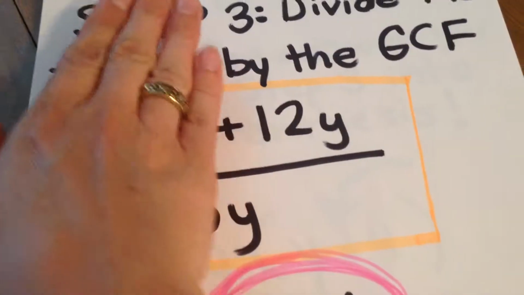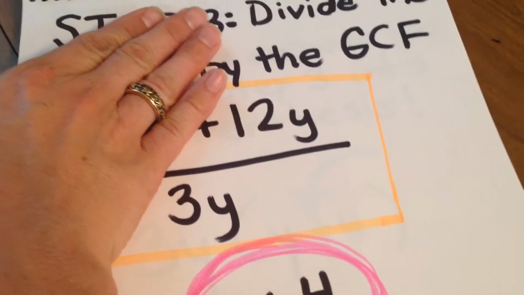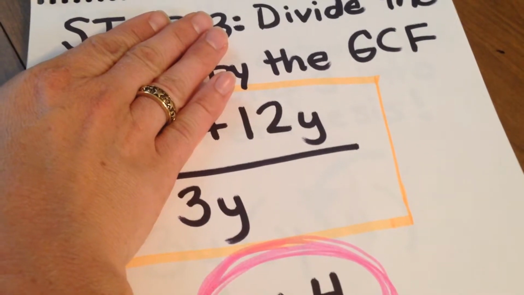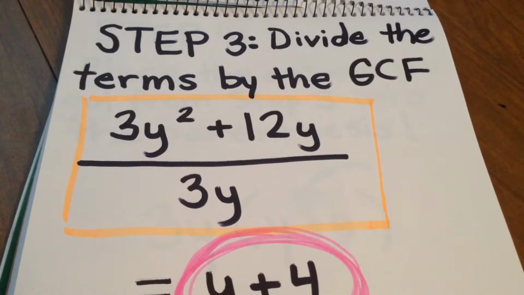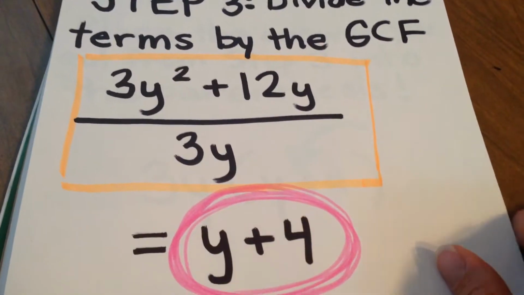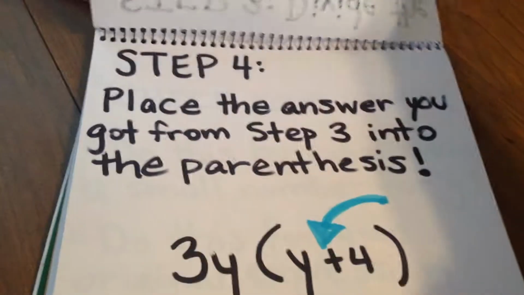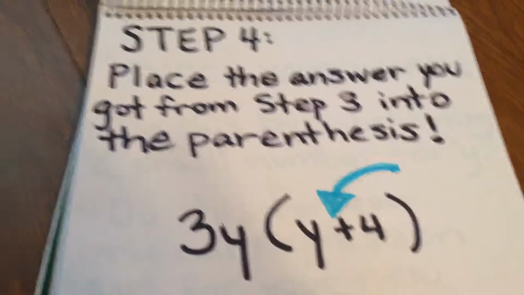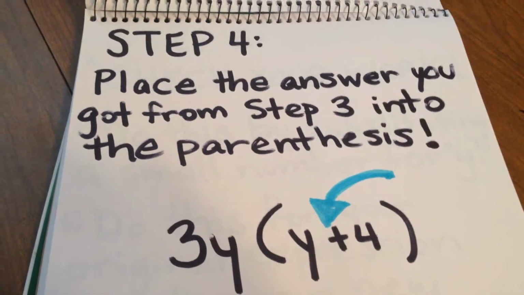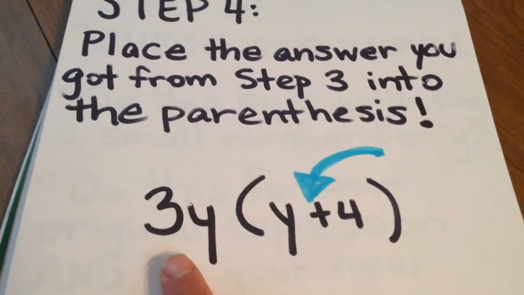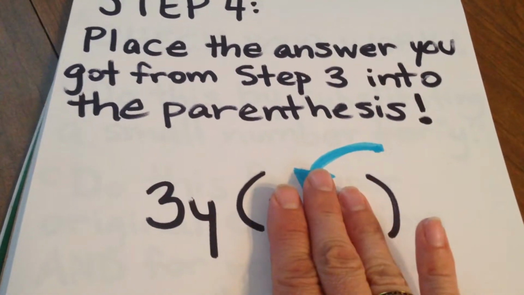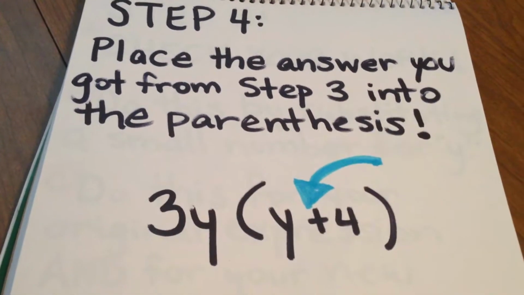And then you do the other side. We're going to cover this up. 12 divided by 3 is 4. The y's cancel out. So the expression that we have now, when we divide that, is y plus 4. Okay, step 4. Place the answer you got from step 3 into the parentheses. I think this is pretty exciting. So we had the 3y with the blank parentheses, okay, so now we're just filling that in.